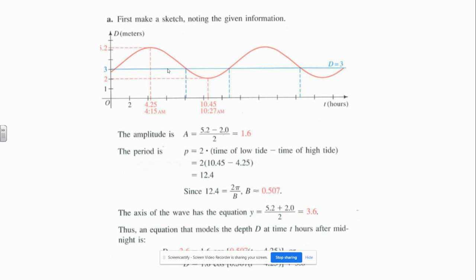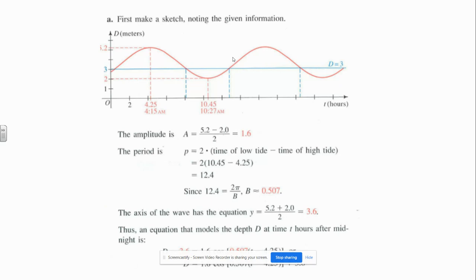Now the period is when I'm going to make one full cycle. Okay, so if I think about in between 10:27 and 4:15, that's going to be exactly half of my cycle. What I want to know is what's it going to be from top to the top, right? So basically, since it's going to be top to bottom, if I just kind of multiply that by 2, I'm going to say that it's going to be 12.4 hours from here to here, top to top, or 12.4 from here to here, right? Or middle to middle.